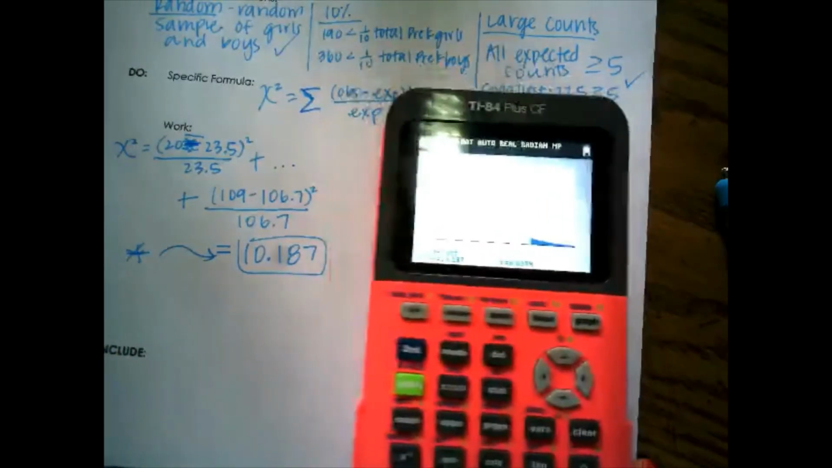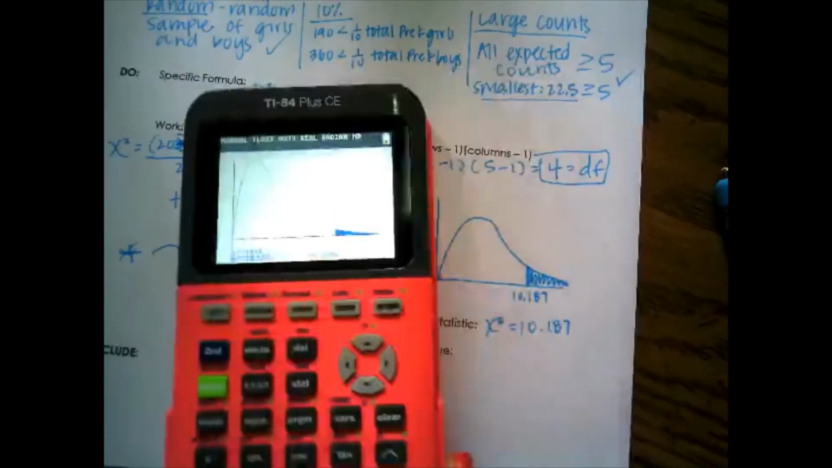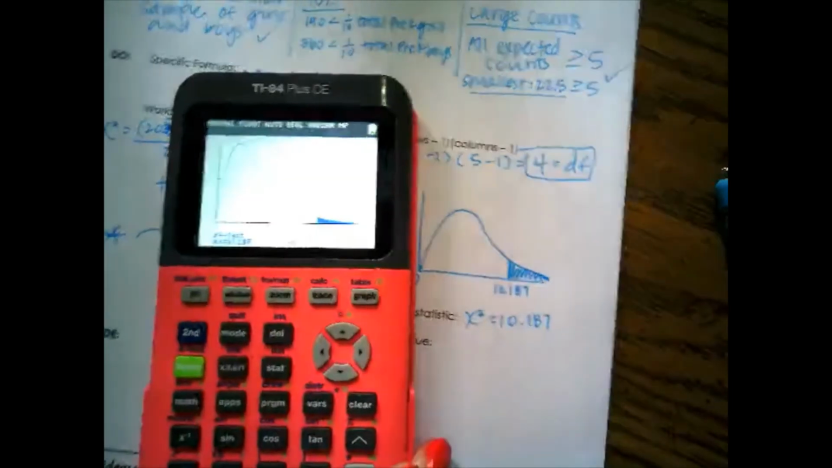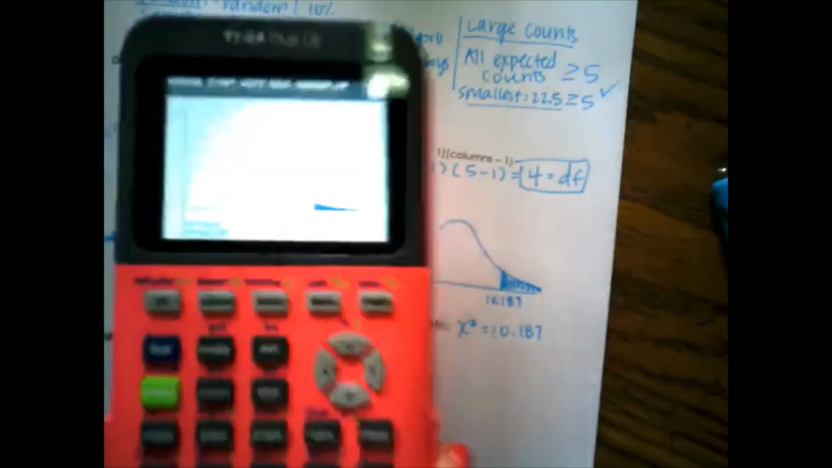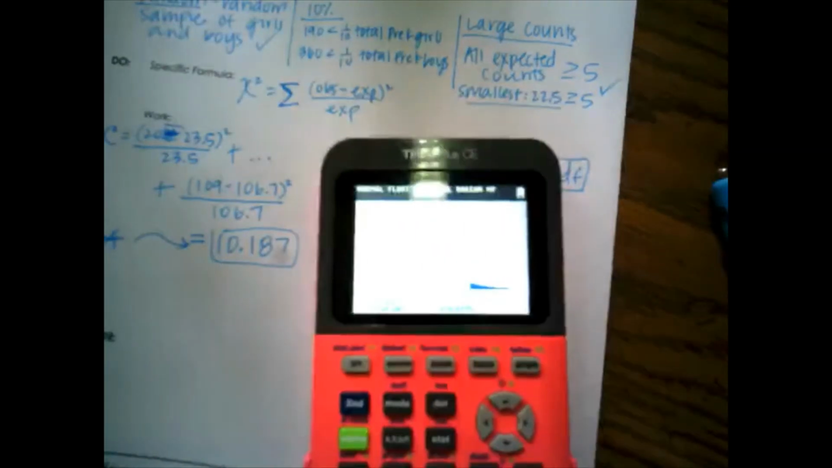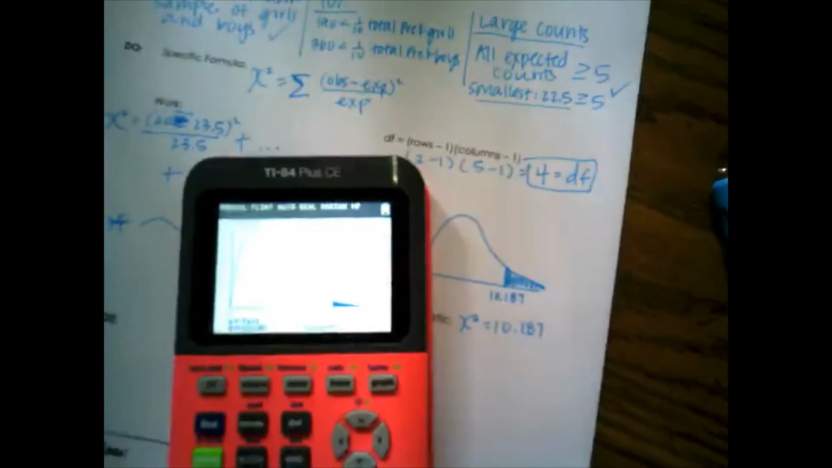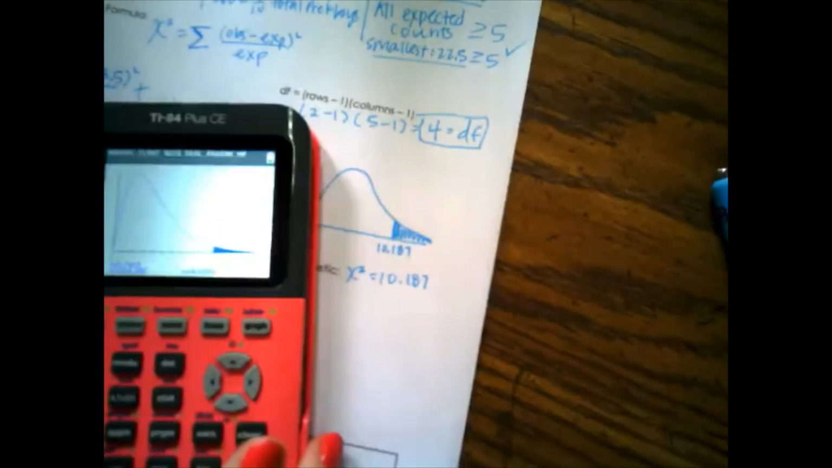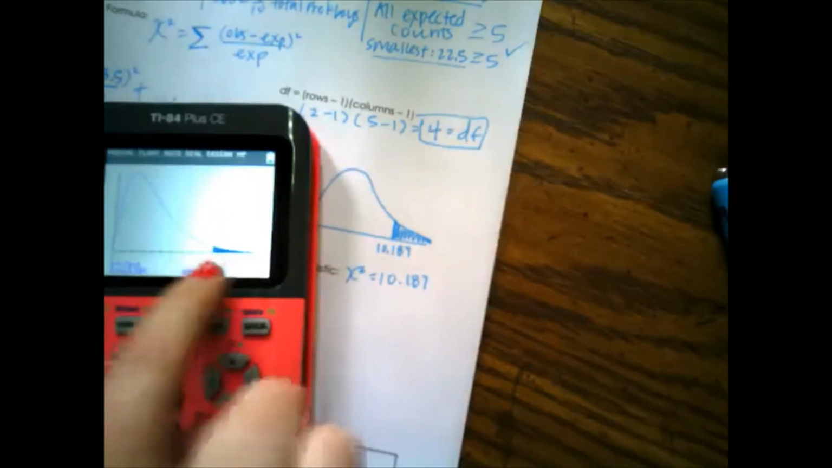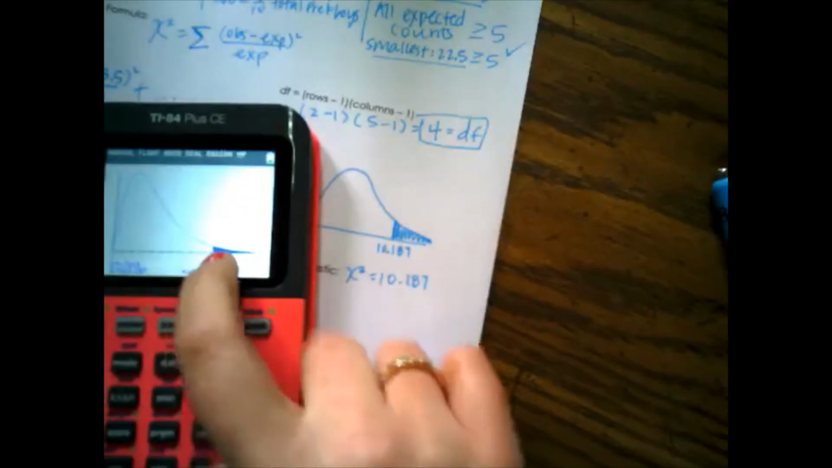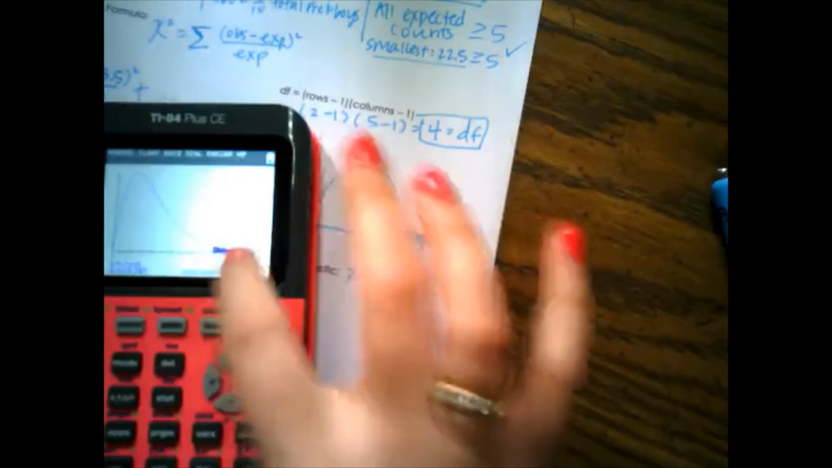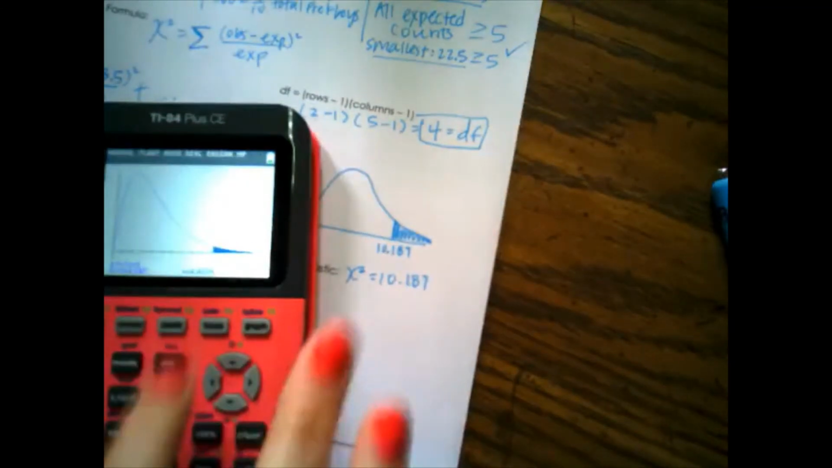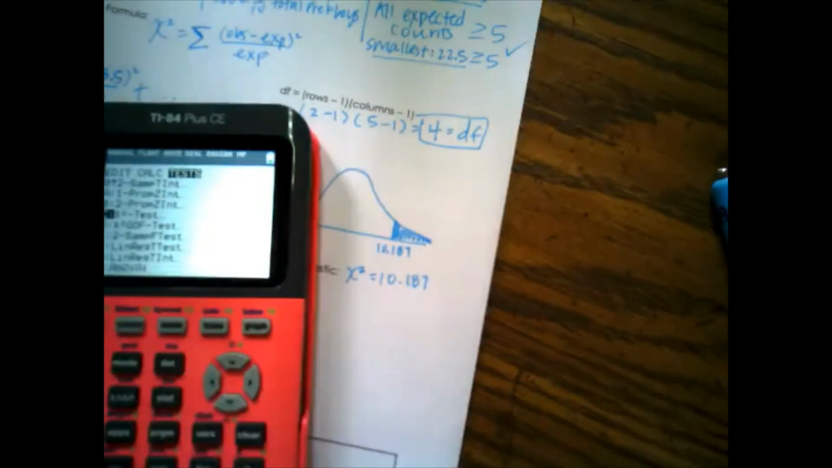Maybe there. Okay. So you kind of see the chi-square test that's happening. It's skewed to the right. Okay. But you see the shaded tail. Oh, there we go, maybe. You see the shaded tail? That's where 10.187 is. Okay, and we shade to the right. So there's your graph. So we're going to go back to chi-square test.